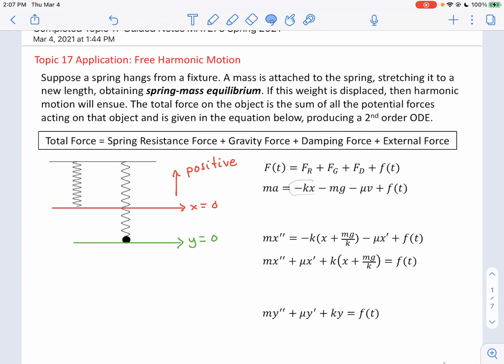So we have negative some constant times x is going to be our model for the spring resistance force. Now, the force of gravity is the mass of the object times g, the gravitational constant.